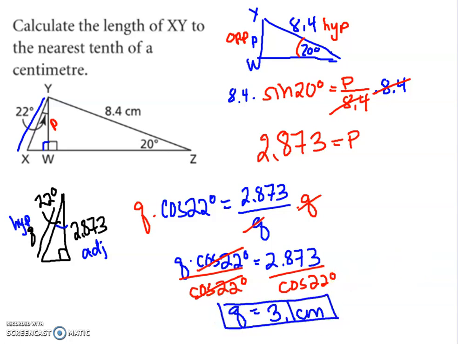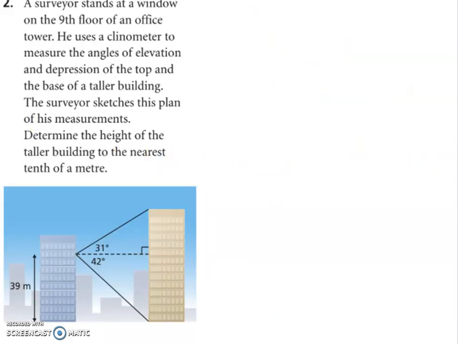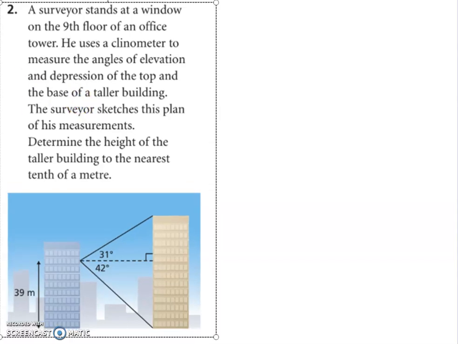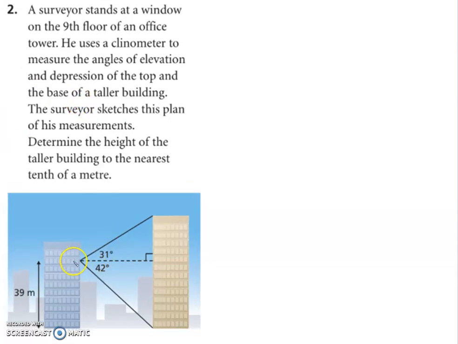So you'll see that these problems tend to force us to do two calculations. So here we have a word problem. This says, a surveyor stands right here at a window on the 9th floor of an office tower. He uses a clinometer to measure the angle of elevation, which is 31 degrees, and the angle of depression, which is 42 degrees, to the top and the base of this taller building. The surveyor sketches his plan and his measurements. Determine the height of the taller building. So the goal is to find this completely.